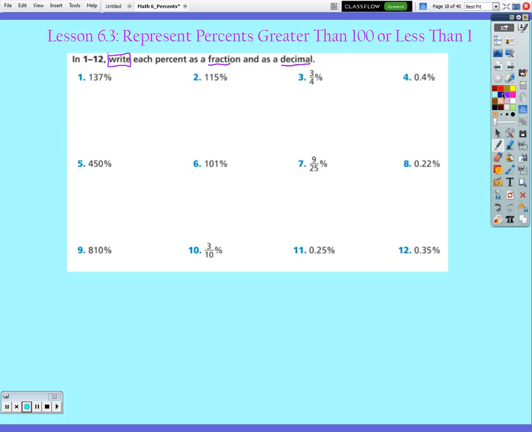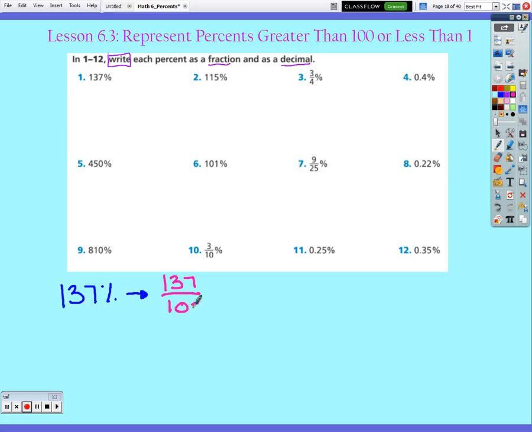I'm going to focus on the first one here. They give us 137%. Obviously, I could tell that I have more than 100. All percents are out of 100. So if I wanted to write this as a fraction, it's very simple. It's just 137 over 100.